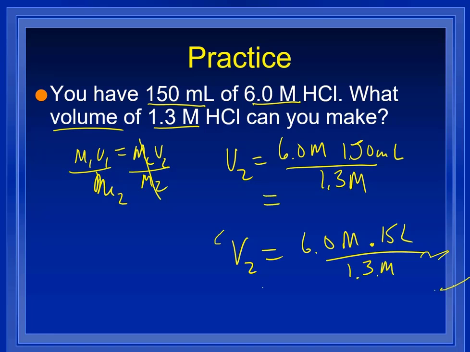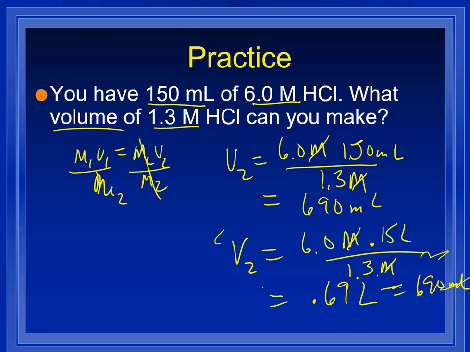So in the first instance, 6 times 150 divided by 1.3, and I get 690 milliliters. If I do that with the bottom one, the milli prefixes cancel off, and I get 0.69 liters. Did I have to change? No, I didn't have to change, because 0.69 liters is 690 milliliters. So this will work in milliliters.